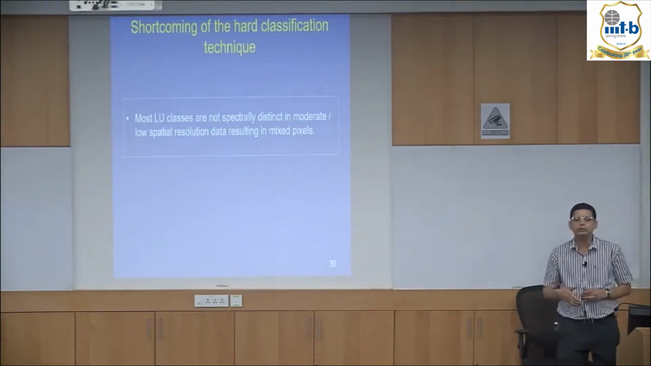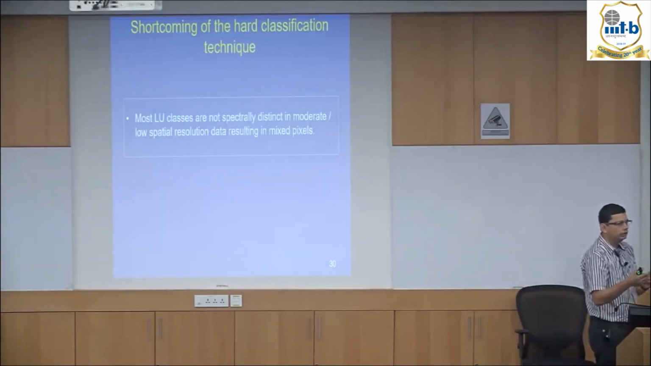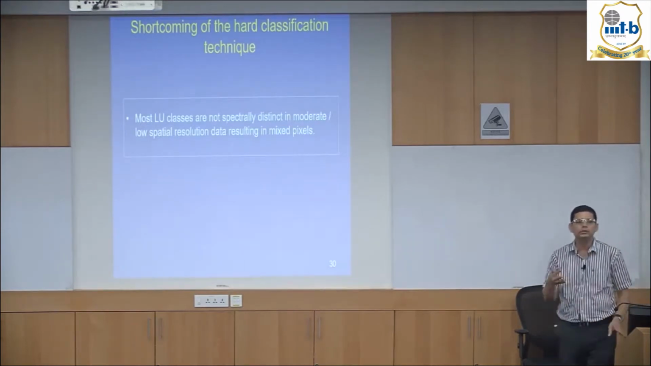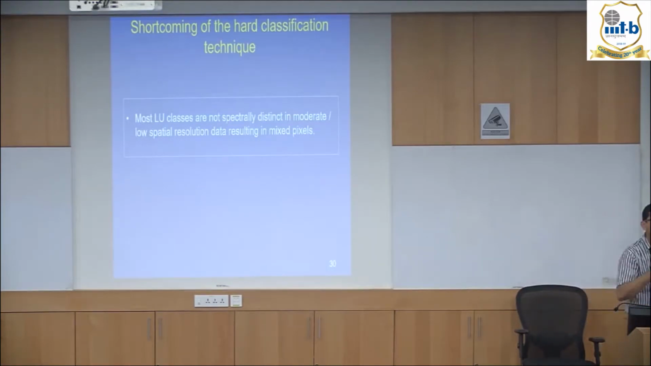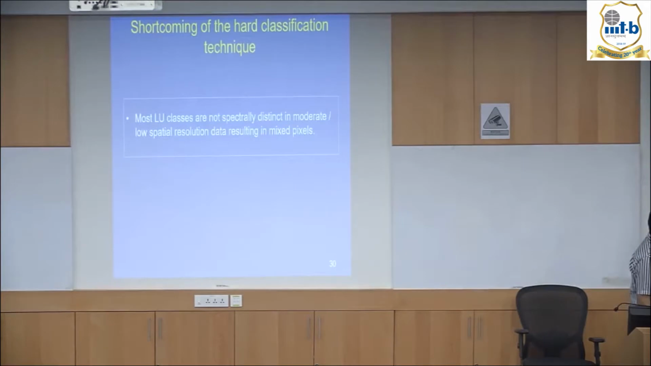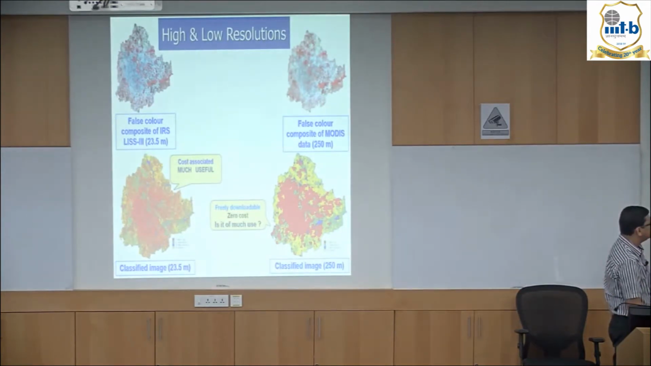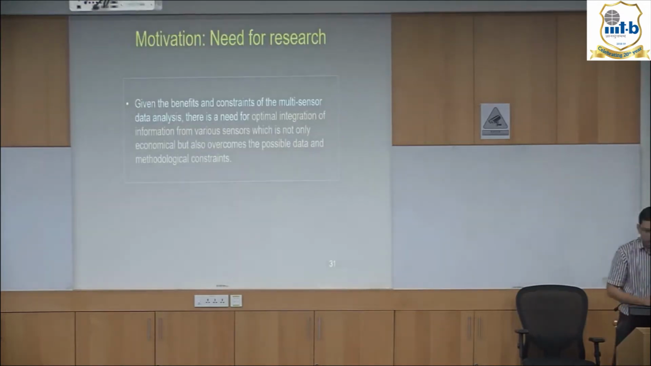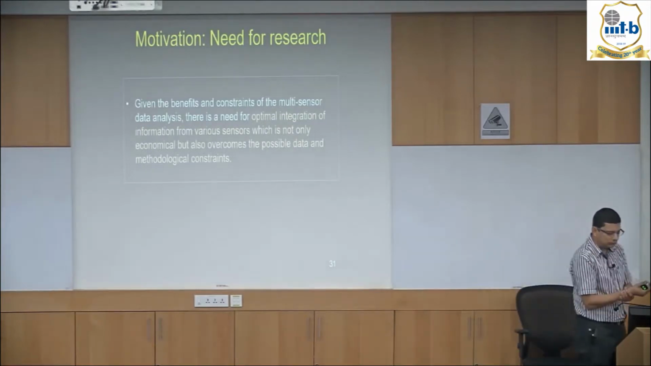So this is one of the shortcomings of the hard classification technique, where you use different algorithms like SVM, random forest, and so on, which classify each pixel into a given class, where the classes are mutually exclusive, and this results in a mixed pixel problem. So because of the mixed pixel problem, the dominant class is assigned to that particular pixel, which creates this blur impression on the image. So this motivated us to look for or to develop some methods to solve this problem.